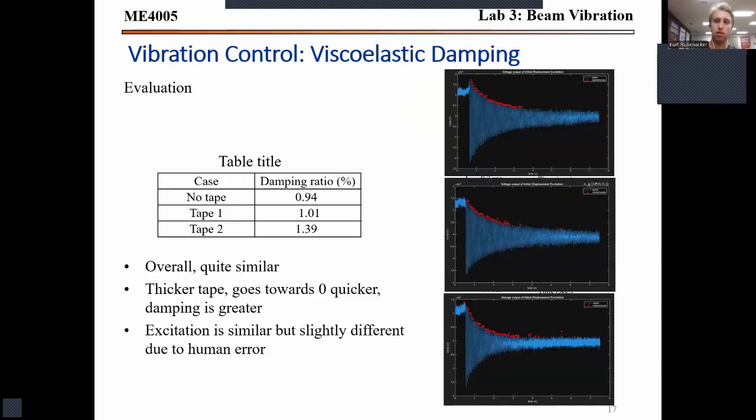For evaluation, we see the top plot here is no tape, the middle plot is duct tape, and then carpet tape. The no tape has 0.94% damping ratio. The duct tape has 1%, and the carpet tape has 1.4. Overall, they're quite similar. Thicker tape goes towards 0 quicker, as you can visually see in the graph. But there are slight differences due to human error with the actual initial excitation, based on how much I was pushing it down. So there's that too.